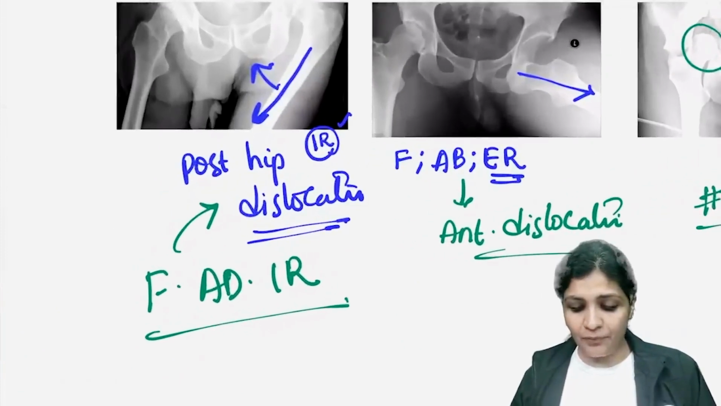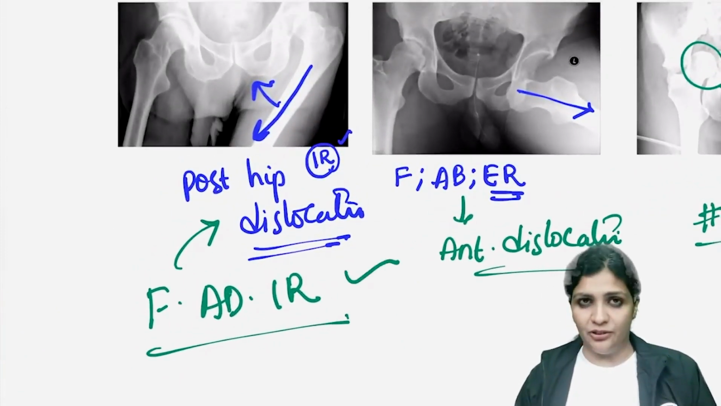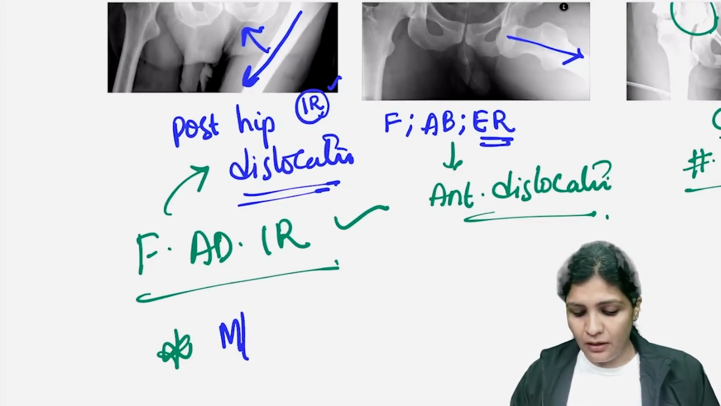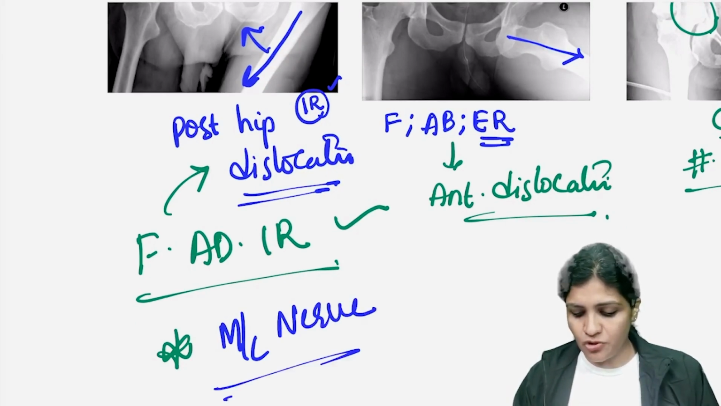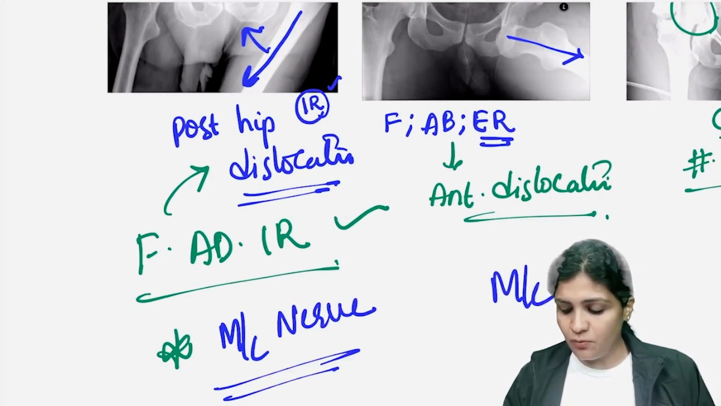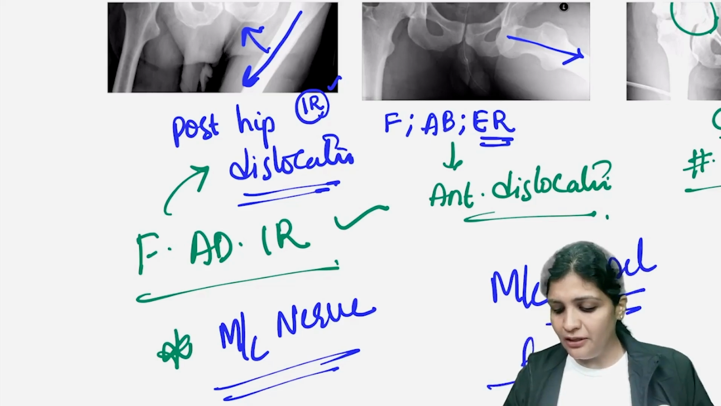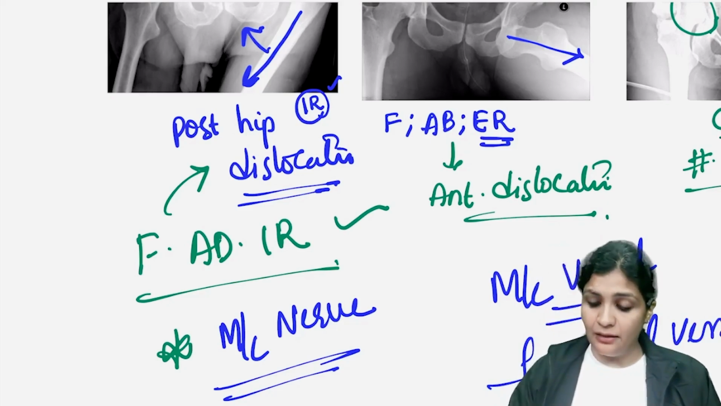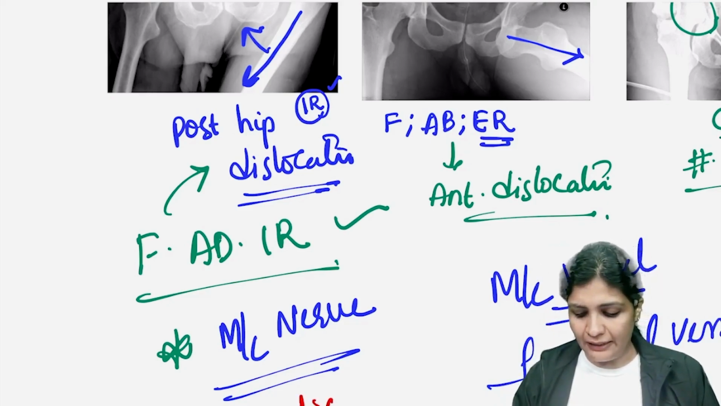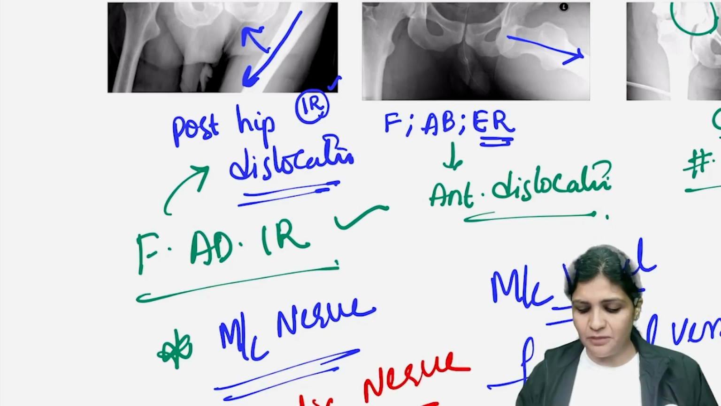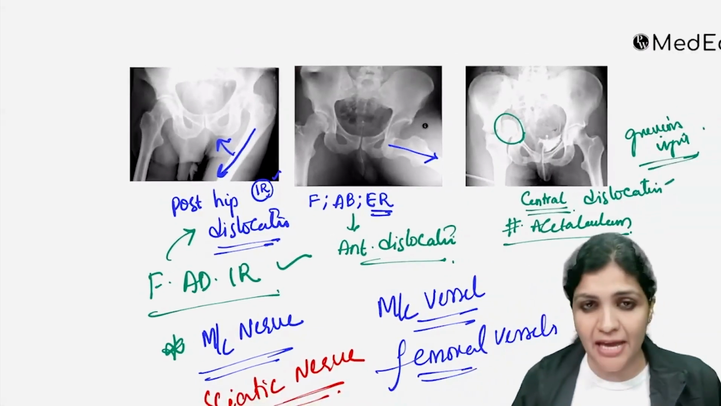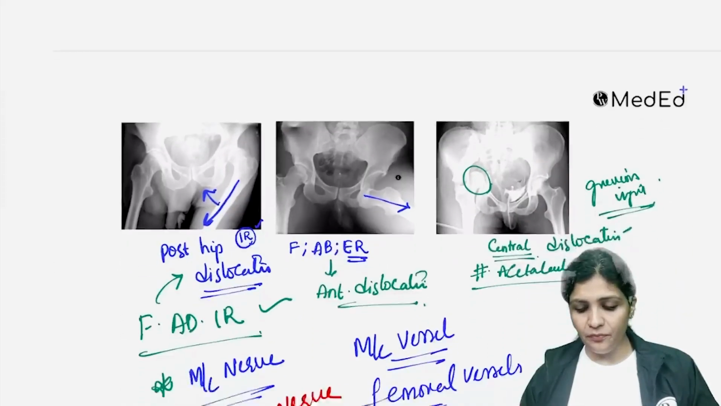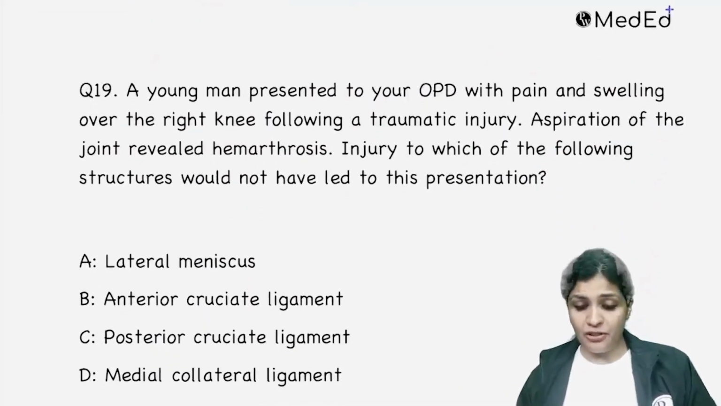So here we are very interested in the attitude, right? So what is the structure which is getting damaged? The most common in posterior dislocation is the nerve, and in anterior dislocation it is the vessel injury, the femoral vessels, the femoral artery. The most common nerve damage expected in posterior hip dislocation is the sciatic nerve, and here it is the femoral. That is about your posterior hip dislocation.